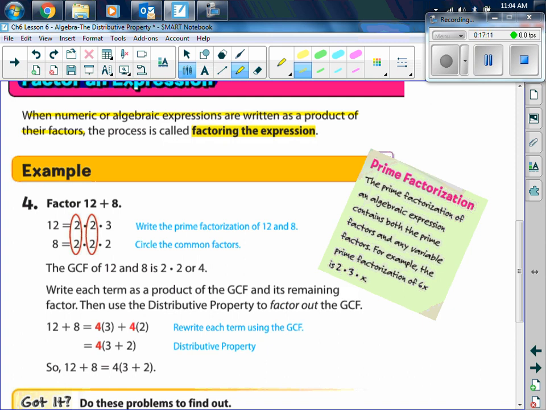4 is the greatest common factor, right? So that 4 is going to come out. Let's see, if we rewrite this, we have 4 times 3, that's going to give me the 12. And we have 4 times 2, that will give me the 8. You see that? So now, if I take that greatest common factor and pull it out, that goes in front of the parentheses now. And then whatever is left stays inside the parentheses. So we end up with 4 times 3 plus 2.